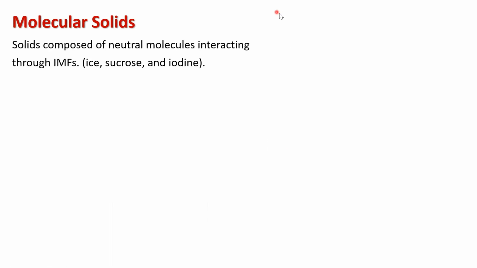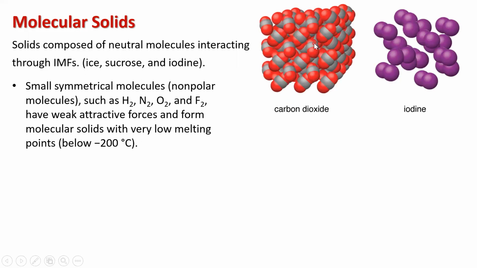So when we talk about molecular solids, they have molecules at their lattice points. And the molecules are being held together by intermolecular forces, either the London dispersion forces or the dipole-dipole forces or the hydrogen bonding that we talked about before. Carbon dioxide might be an example of a molecular solid where the neutral carbon dioxide molecules are at the lattice points. Iodine could be an example, I2 being at those lattice points.